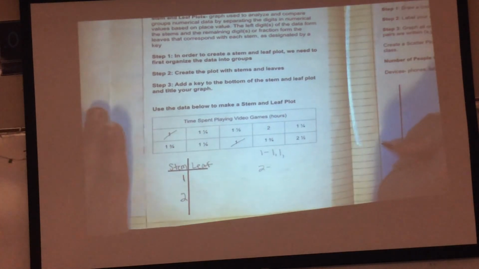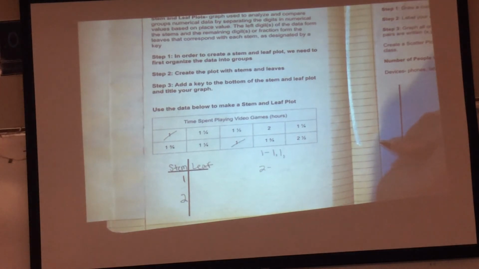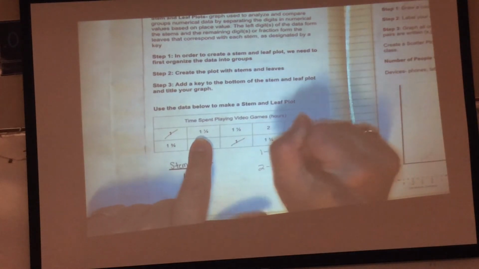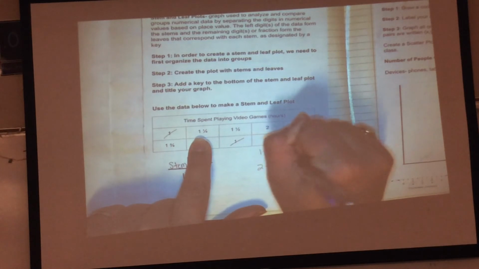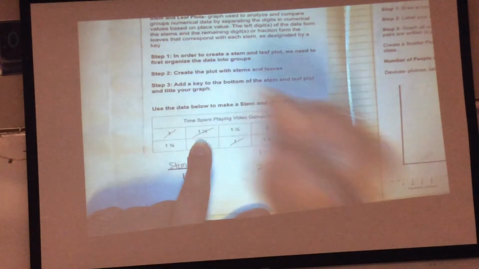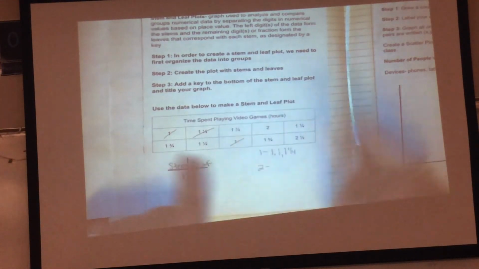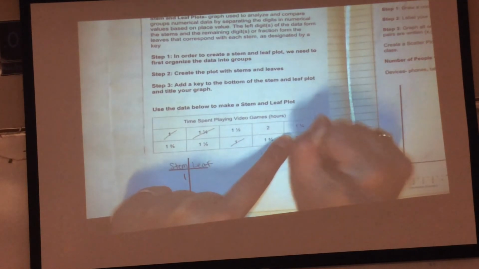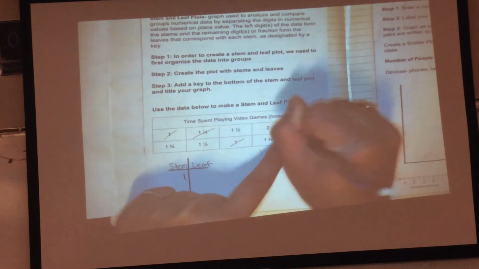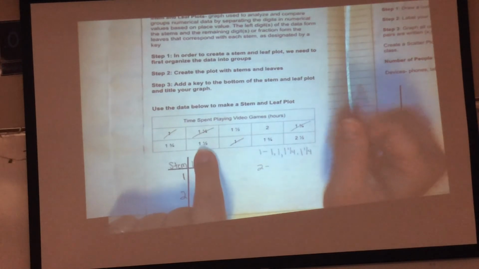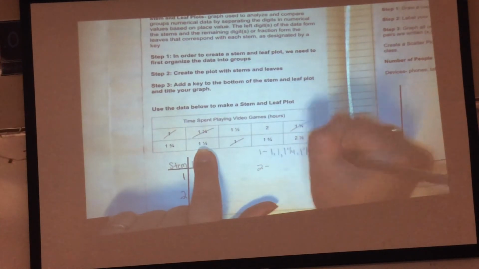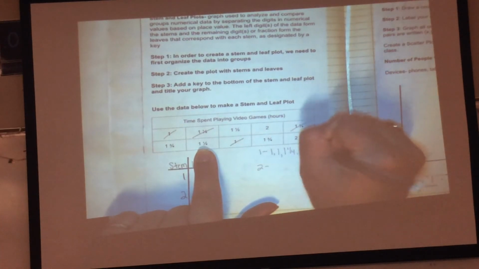What would be my next smallest? 1 1/4. Okay, so I have 1 1/4 here. Do I have anywhere else? Yes. Right above I do. Oh, and another one. That was a popular time.